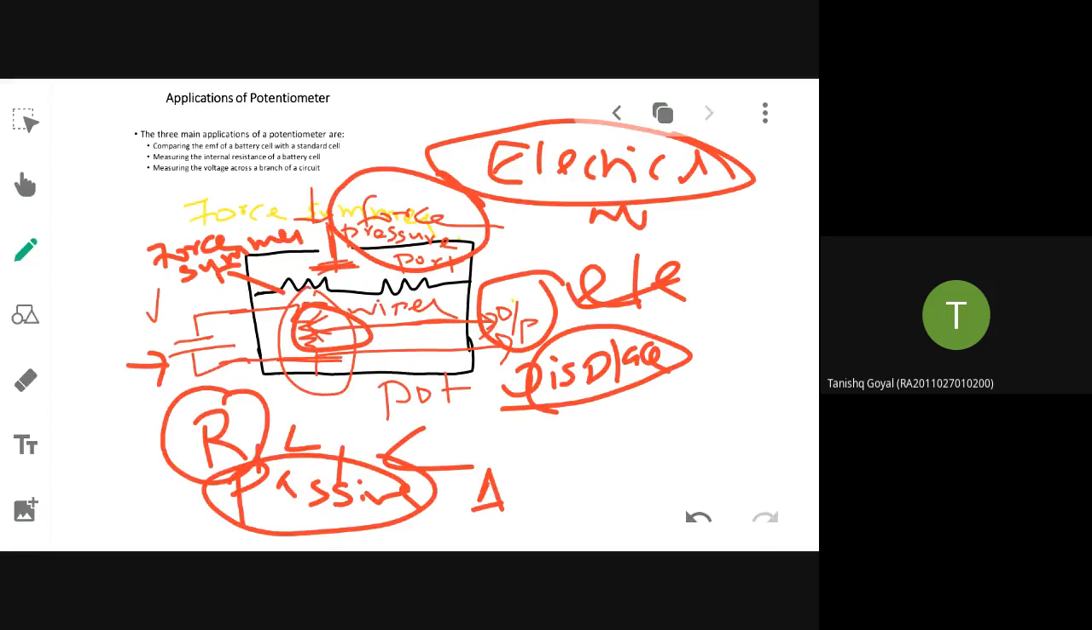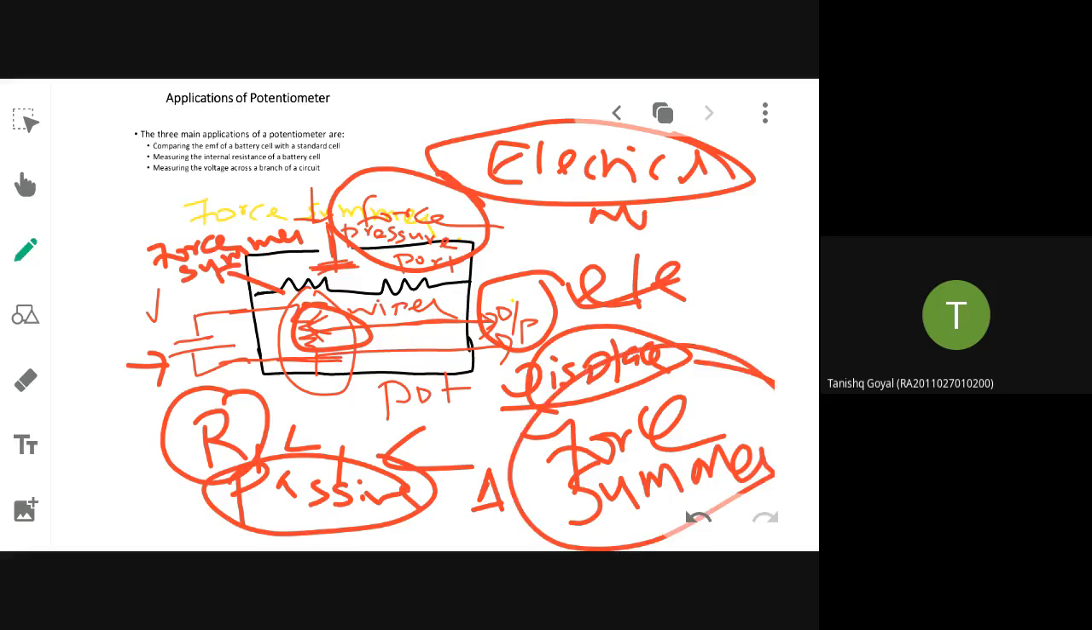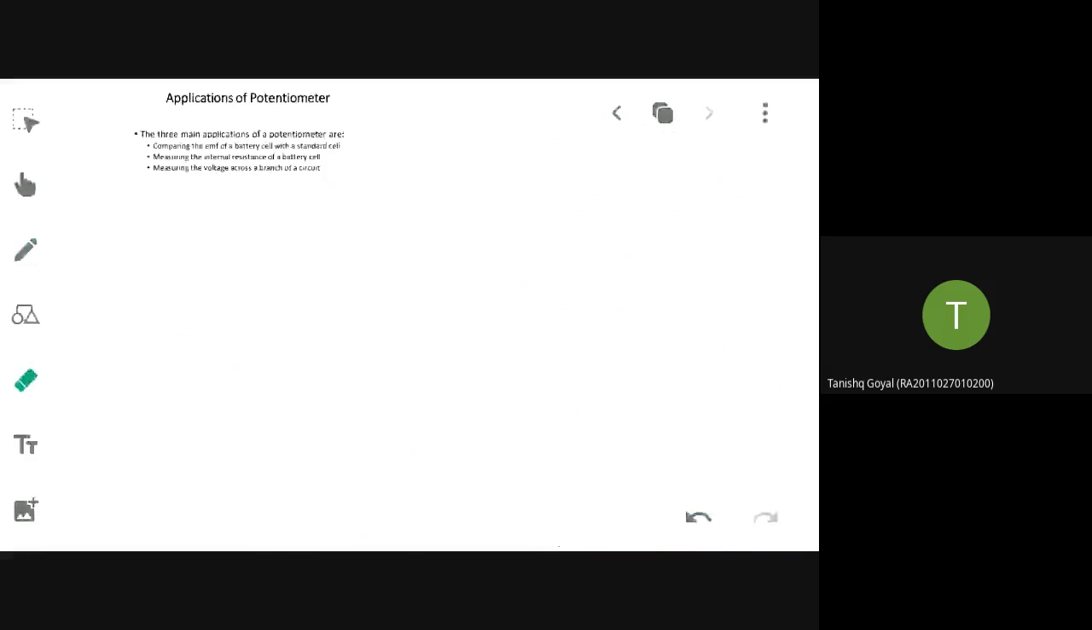What is the name of the transducer? Force summer. The force summing device, or force summer, converts the given pressure or force to an equivalent electrical voltage with the help of the potentiometer. So this is also another type of resistive transducer.